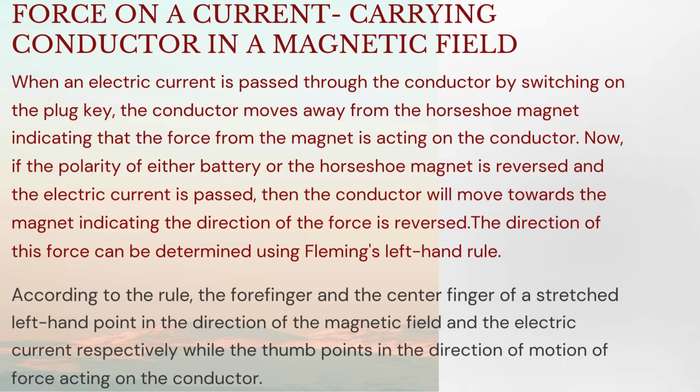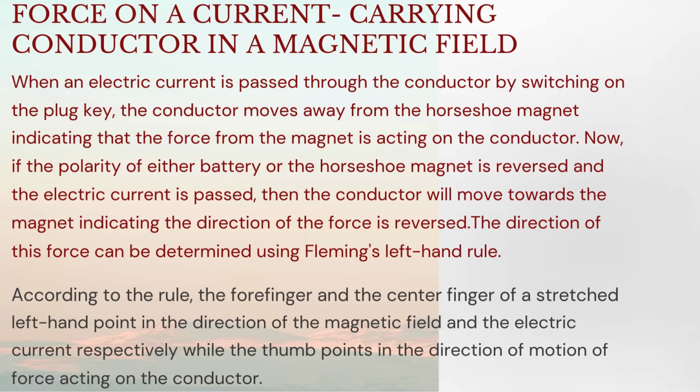When an electric current is passed through the conductor by switching on the plug key, the conductor moves away from the horseshoe magnet, indicating that the force from the magnet is acting on the conductor. Now, if the polarity of either the battery or the horseshoe magnet is reversed and the electric current is passed, then the conductor will move towards the magnet, indicating the direction of the force is reversed.